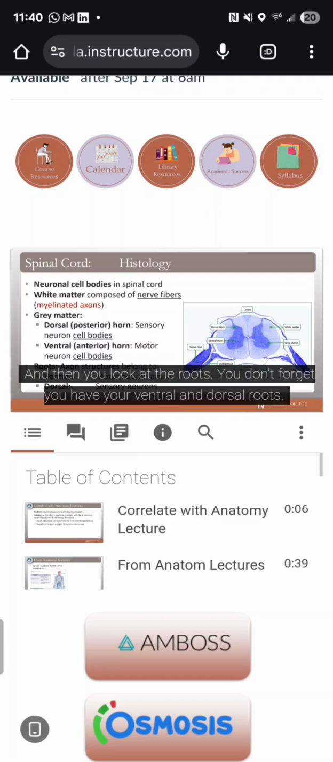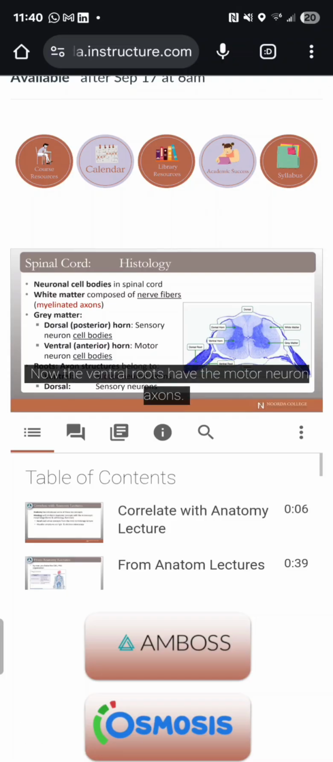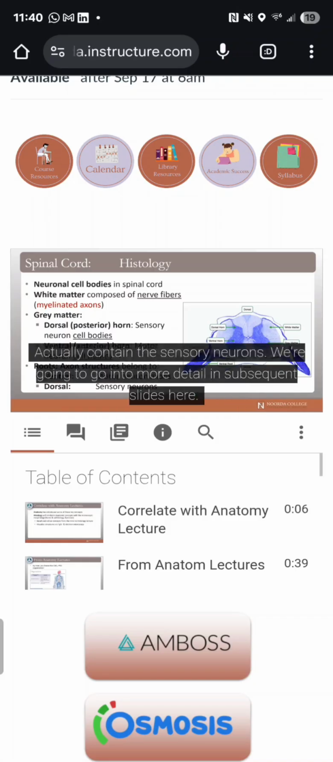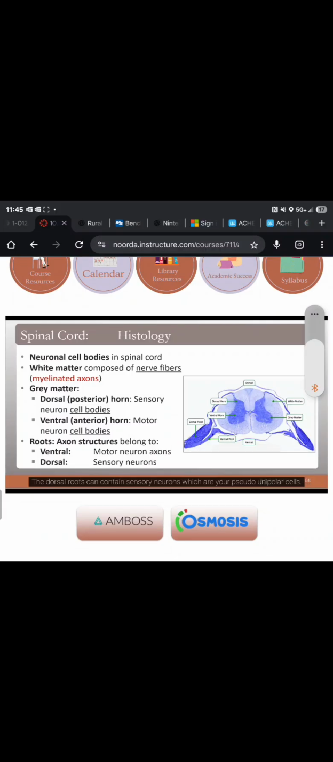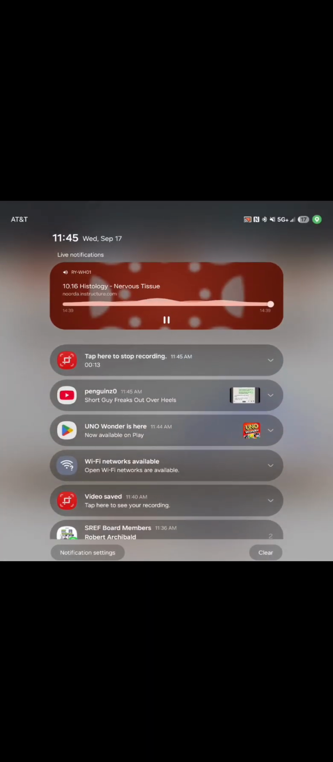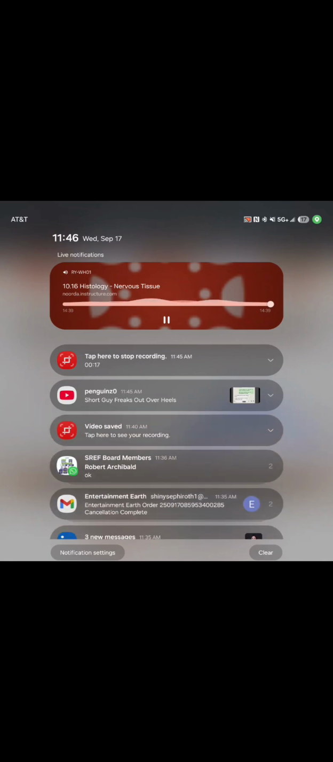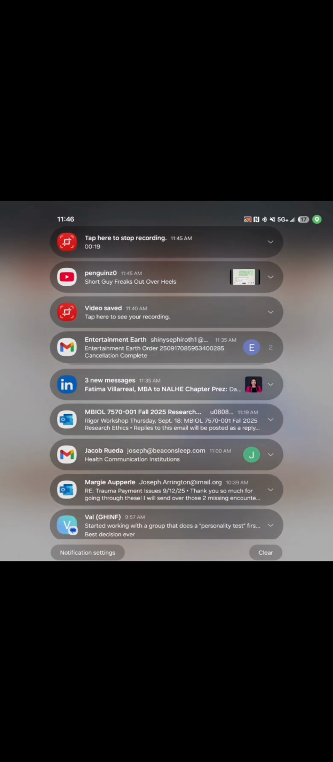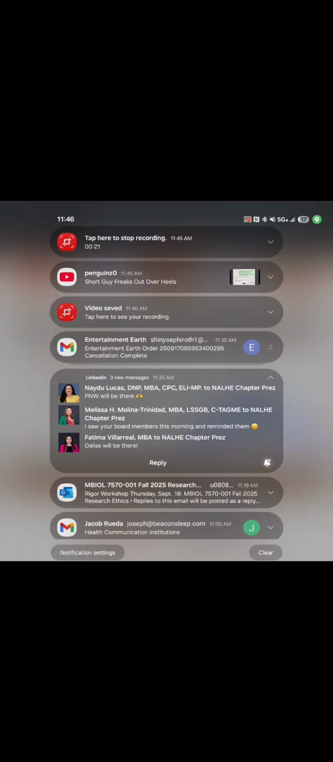And then you look at the roots. Don't forget you have your ventral and dorsal roots. Now, the ventral roots have the motor neuron axons. The dorsal roots actually contain the sensory neurons. We're going to go into more detail in subsequent slides, but do know that slight difference. Motor neuron cells are actually in the anterior horn, but they extend their axons into the ventral roots. The dorsal roots contain sensory neurons, which are your pseudo-unipolar cells.